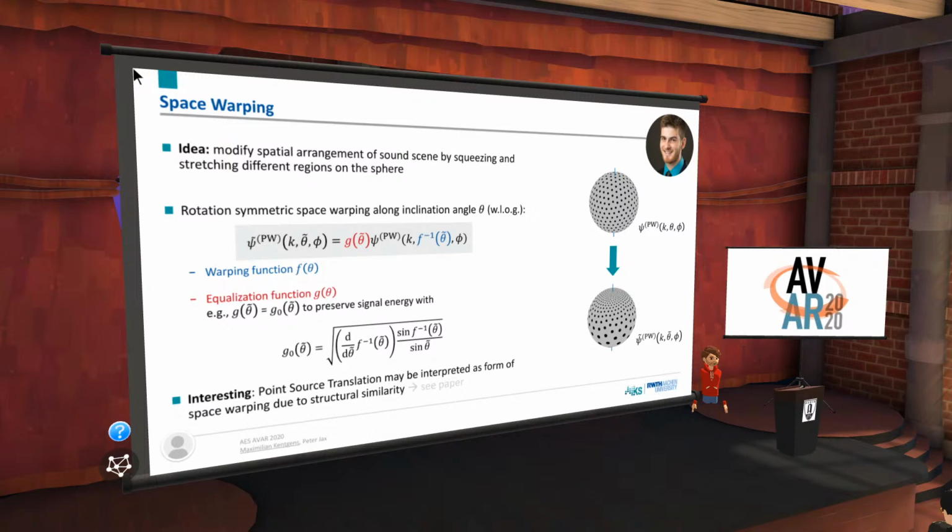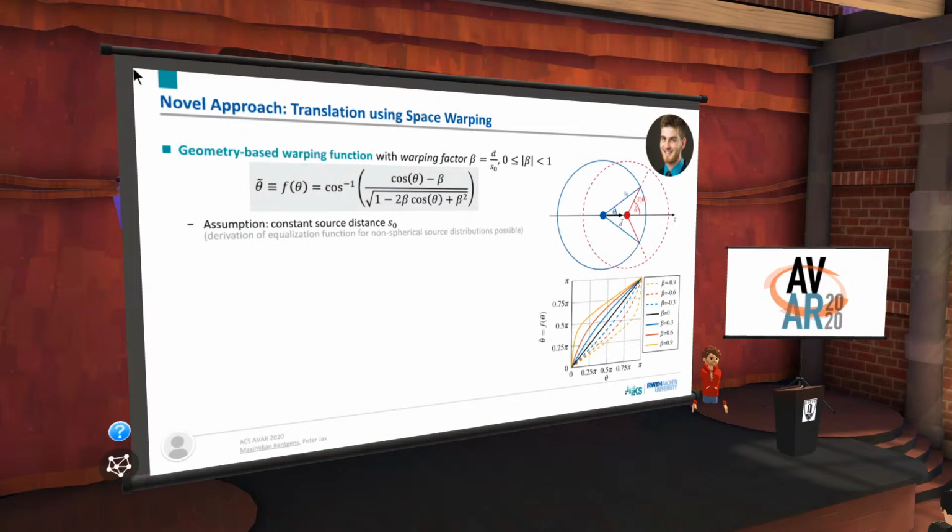Okay, so this is what I already said. The point source translation may be interpreted as a form of space warping due to some structural similarity. If you want to know all the mathematics, I invite you to have a look in the paper. So now we have the space warping, and we plug in a geometry-based warping function.